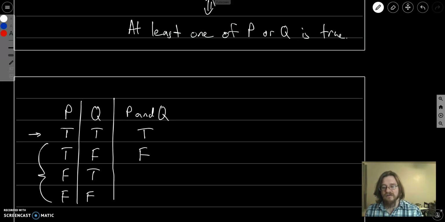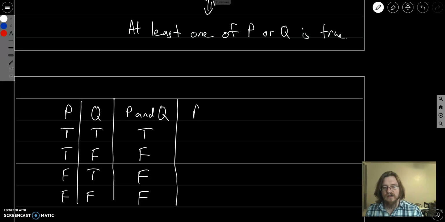In the third row, P is false. So P and Q is also false because one of them is false. And in the final row, it's definitely false because both P and Q were false. So when we're looking at AND, the only way for an AND statement to be true is if both of them were true to begin with.